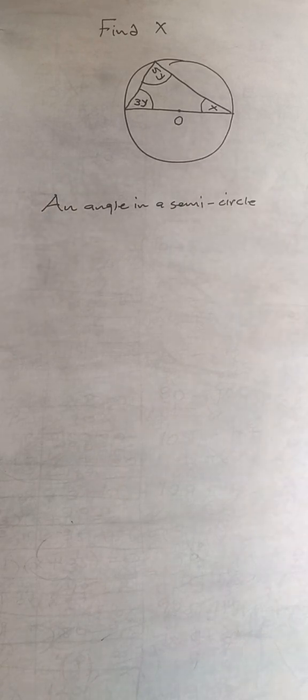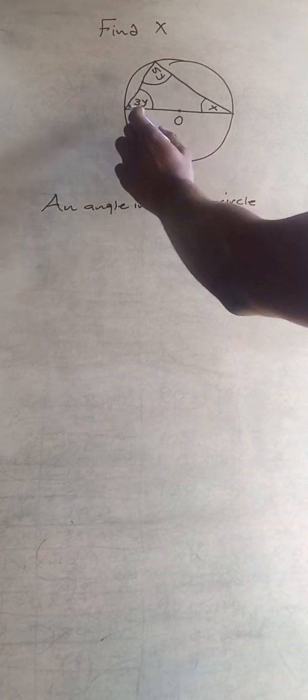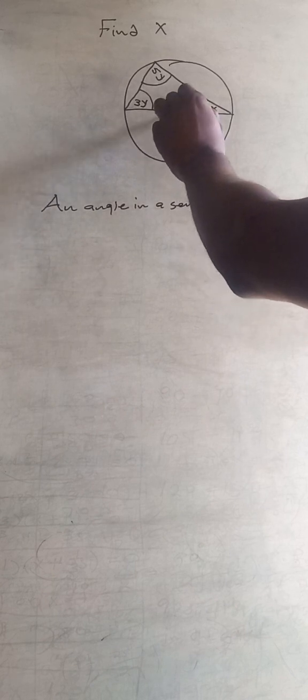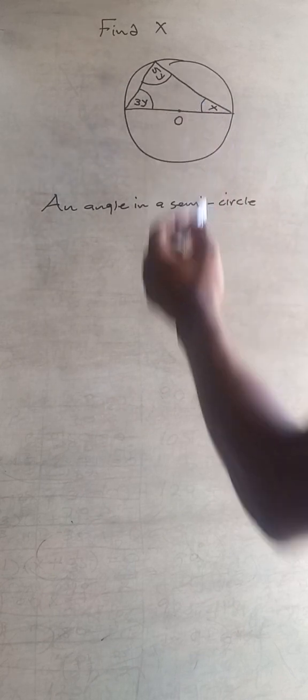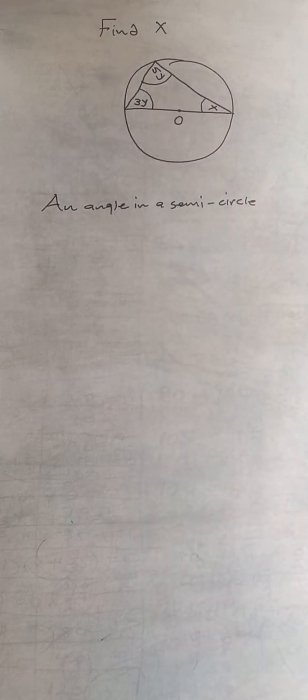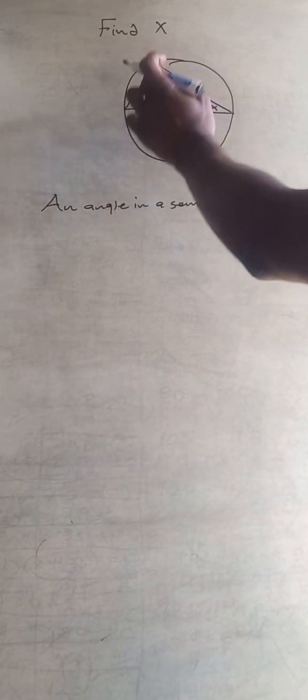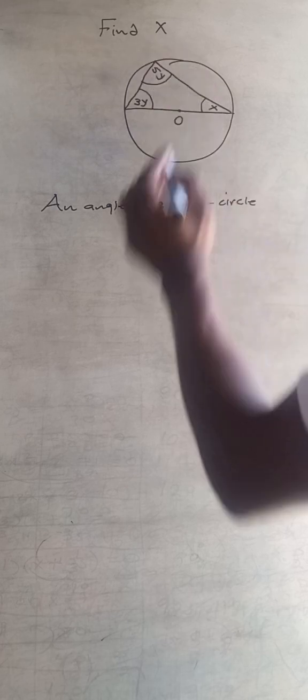So let us go to the question. You can see that they're saying, okay, this is the diameter. Why are we saying this is the diameter? Because this chord passes through the center. Therefore, it's a diameter, right? So if this is a diameter, it means this is a semicircle, and this is the angle in a semicircle.